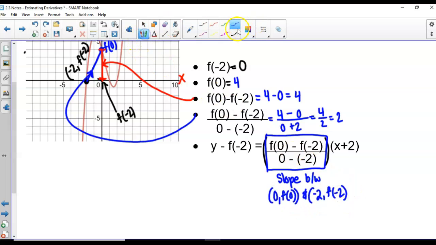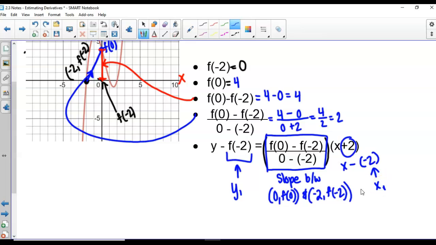Then over here I've got y minus f of negative 2. That's a y coordinate, right? So this is my y1. And then I don't have a minus right here, because this is supposed to be x minus x1. But what number did I have for my x? It was negative 2, because that's what it was, f of negative 2. So this is like x minus negative 2. So this is my x coordinate.